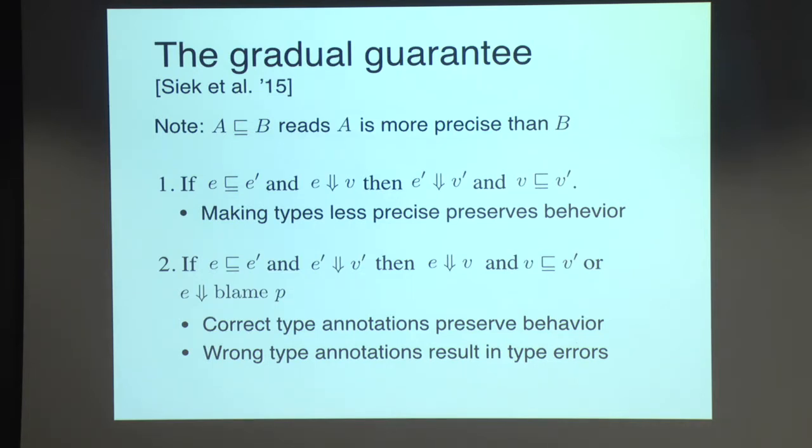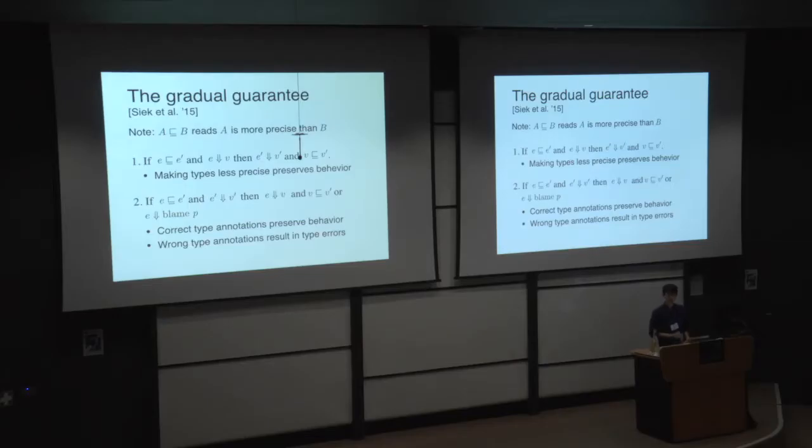Okay? And the second statement is about the opposite transition from dynamic to static. Such a transition means adding type annotations. So the second statement says that if the type annotations are correct, we get preserved behavior. Otherwise, if the type annotations are wrong, it results in type errors.